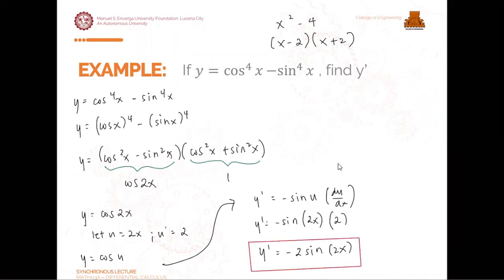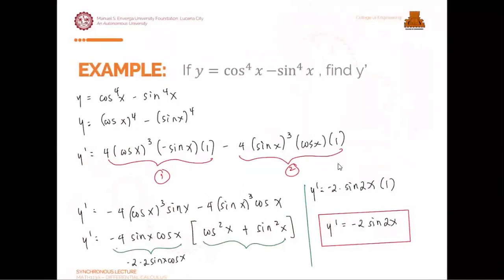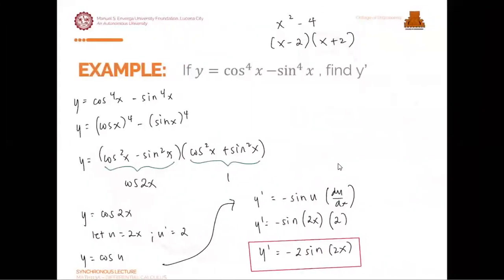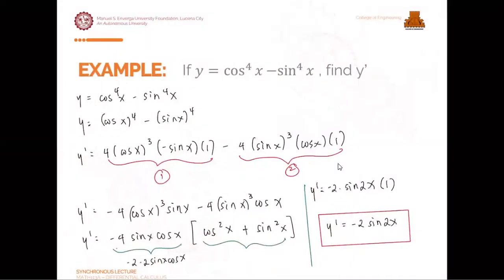So, when we try to compare dun sa kanina, same ba yung answer? Yes, no? Negative 2 sine 2x. So, basically, depende sa knowledge, sa practice nyo, kung alin yung mas convenient na method sa inyo. But both method works. Okay? As long as you know how to get the right identity to use. So, paano nyo malalaman kung tama yung ginagawa nyo? Practice. So, always practice, practice, practice.